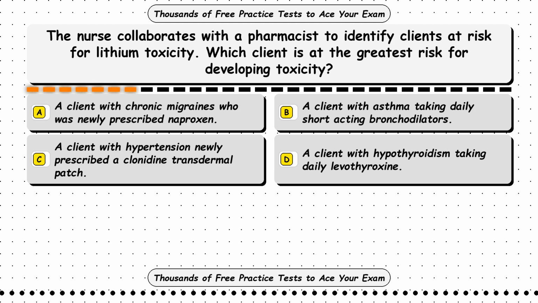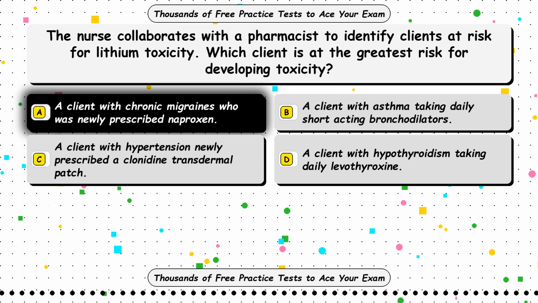Which client is at the greatest risk for developing toxicity? Option A. A client with chronic migraines who is newly prescribed naproxen. Option B. A client with asthma taking daily short-acting bronchodilators. Option C. A client with hypertension newly prescribed a clonidine transdermal patch. Option D. A client with hypothyroidism taking daily levothyroxine.